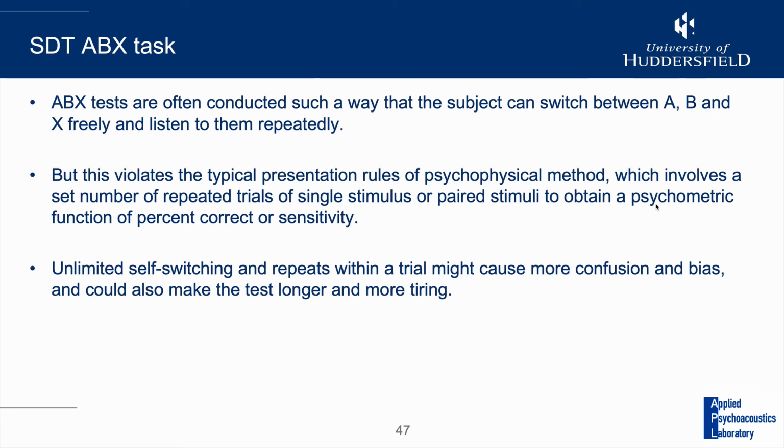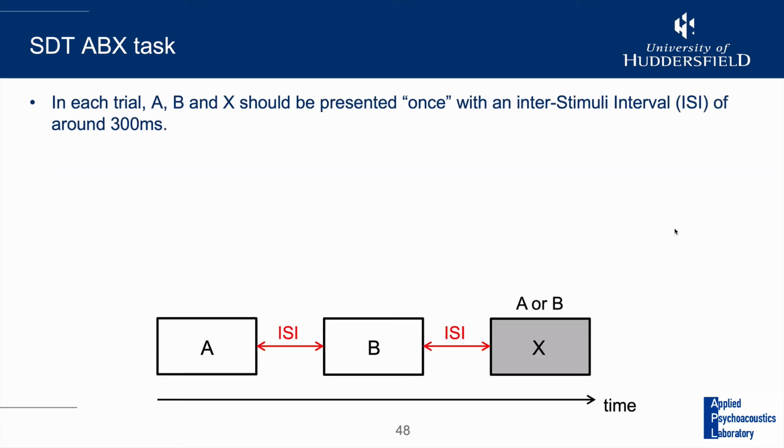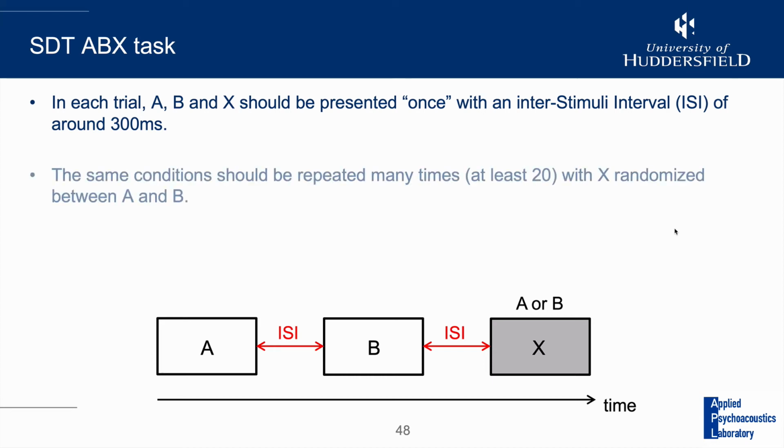take longer. So the correct way of conducting an ABX test would be that in each trial, A, B, and X is presented just once with an interstimulus interval of around 300 milliseconds. And the same conditions should be repeated many times, I would say at least 20 times, to allow some reliable statistics, with X randomized between A and B. So the presentation order of A and B are fixed.